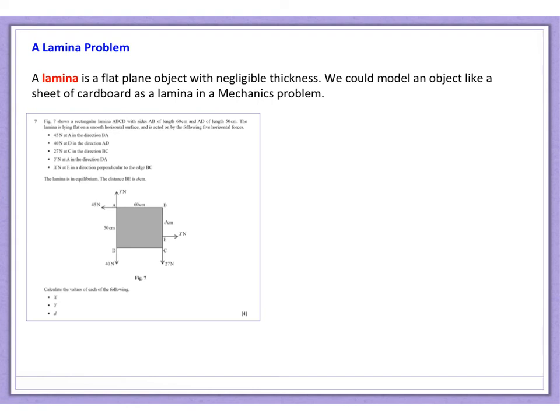So figure 7 below shows a rectangular laminar, ABCD, with sides AB of length 60 centimetres and AD of length 50 centimetres. The laminar is lying flat on a smooth horizontal surface and is acted upon by the following 5 horizontal forces. So you can see a list of 5 forces here, 2 of them X, Y unknown, and all 5 of them drawn on the diagram.